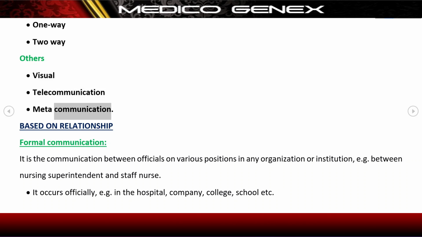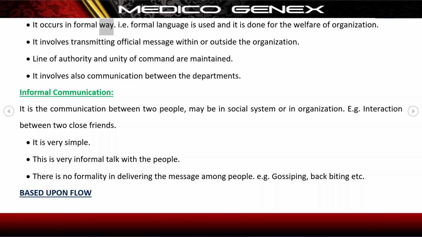Metacommunication. Based on relationship: formal communication. It is the communication between officials on various positions in any organization or institution, e.g. between nursing superintendent and staff nurse. It occurs officially, e.g. in the hospital, company, college, school, etc. It occurs in a formal way, i.e. formal language is used and it is done for the welfare of the organization.